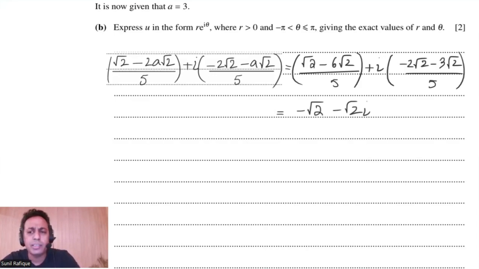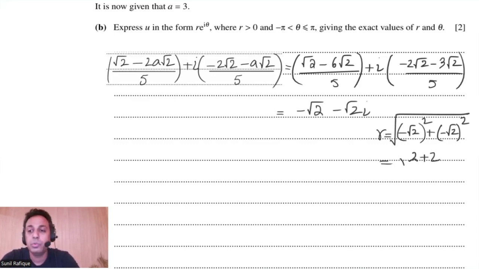So what is the modulus? Modulus is the magnitude of this complex number. So negative root 2 squared plus negative root 2 squared, and square root it. This is going to be 2 plus 2, which is 4, and the answer is going to be 2.